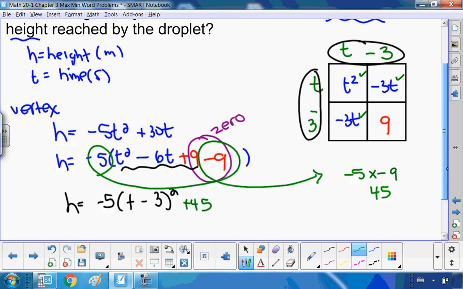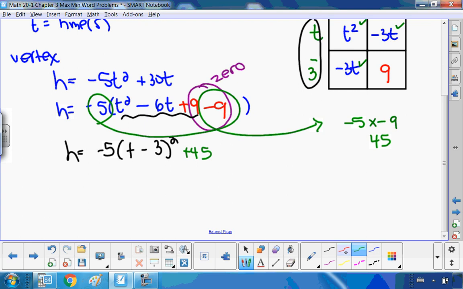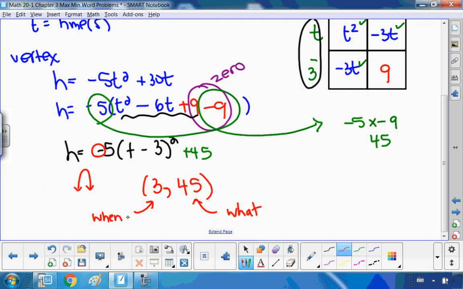So I wanted to state my vertex. Now that I've completed the square, I can do that. So opposite on the inside, my vertex is 3, and straight up on the outside is 45. So my vertex is 3 and 45. Now it is opening down, so since it's opening down, I know I in fact have a maximum value. So this is what the max or min is. This is when the max or min occurs.